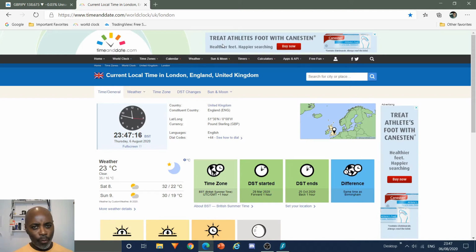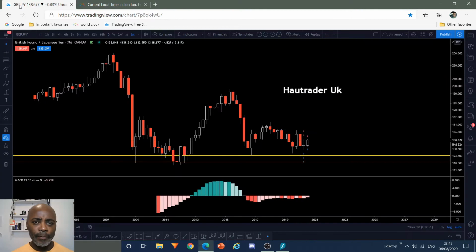So I want to break this chart down quite specifically, quite in detail, and just show you what goes into finding a high probability level to trade off. So let's jump into the charts here, traders. And what you will see here is, just follow my cursor. I'm here on the 3-month chart of the British pound, Japanese yen.